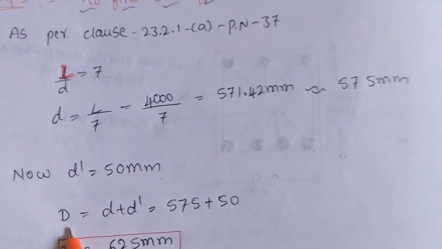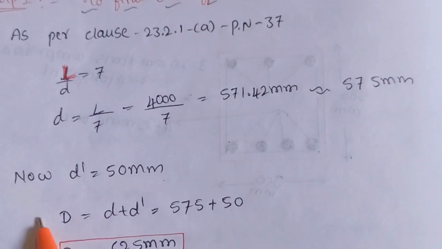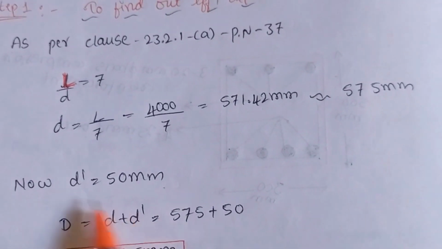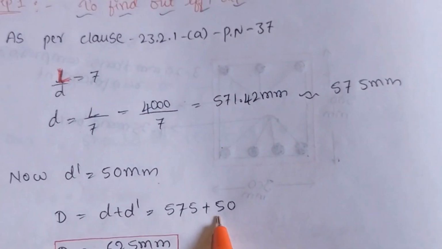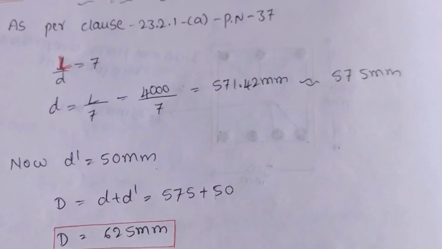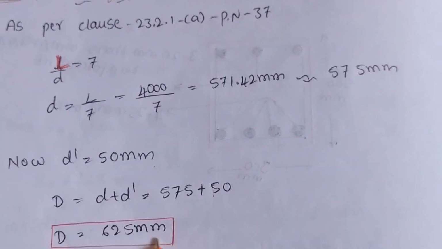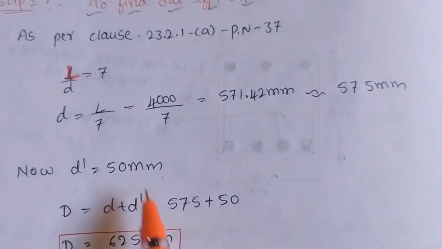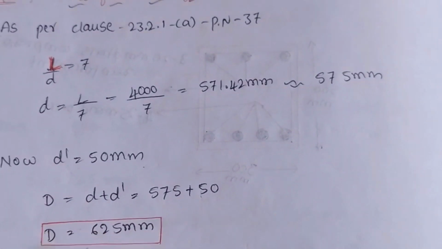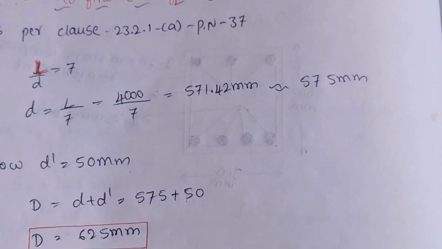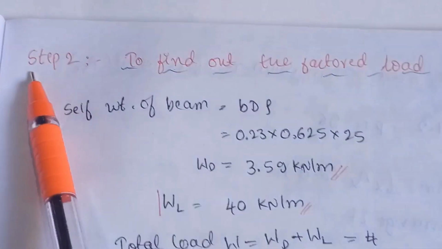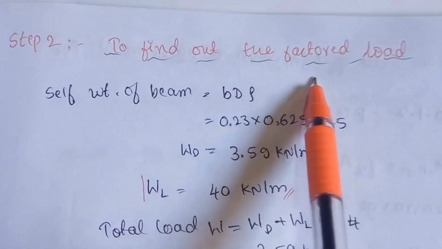Overall depth is denoted as capital D. So our effective depth plus effective cover, substitute all the values. After simplifying we'll get our D as 625 mm. So this is how we calculate the overall depth. After this we'll go for the calculation of ultimate load. The next step is to find out the factored load.